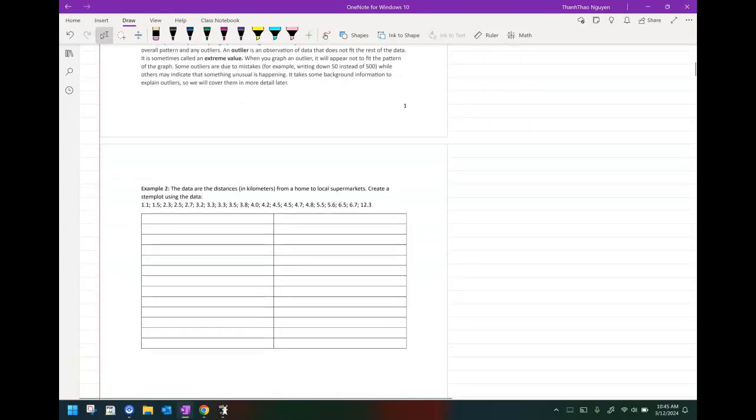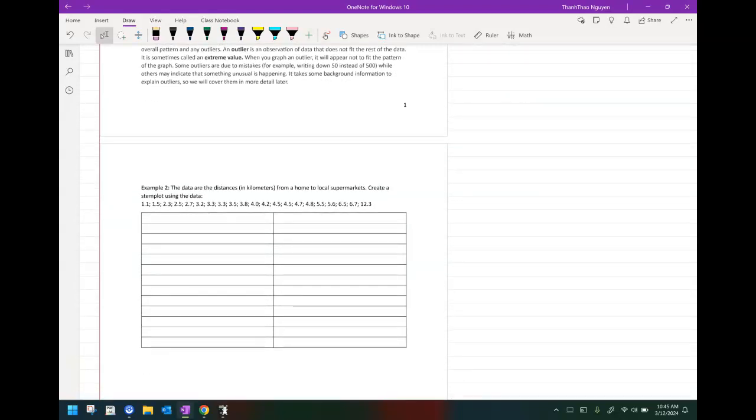Take a look at our next example. The data represent the distance in kilometers from a home to the local supermarket. Create a stem plot using the data. So here, I will have the whole number as the stem and the decimal as the leaves.